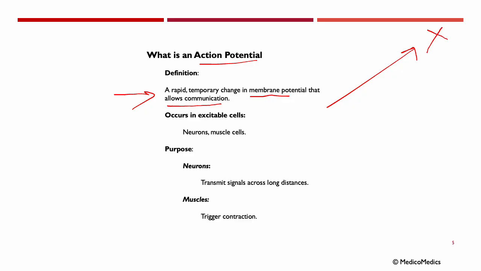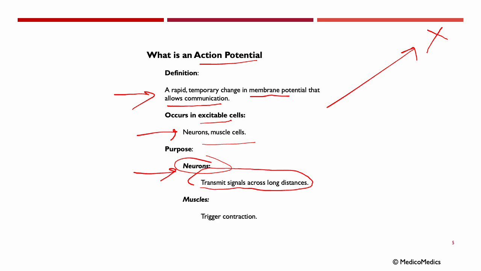So you can think about action potential as being like a text message. It's how cells send information quickly. And it occurs in excitable cells like neurons and muscle cells. So what's the purpose here? Well, for neurons, it's to transmit signals along long distances. For muscles, it's about triggering contraction.